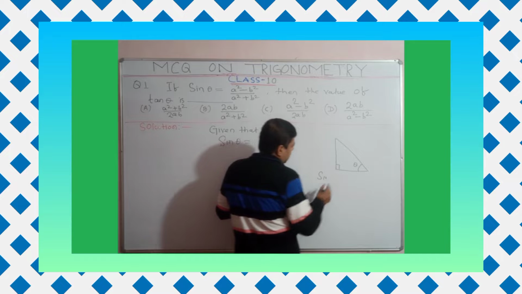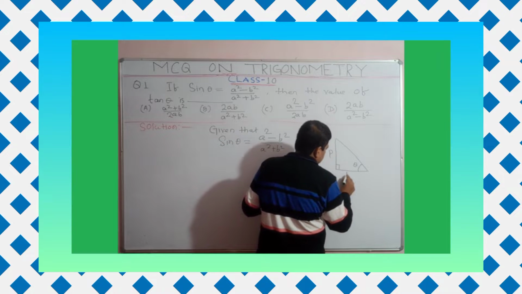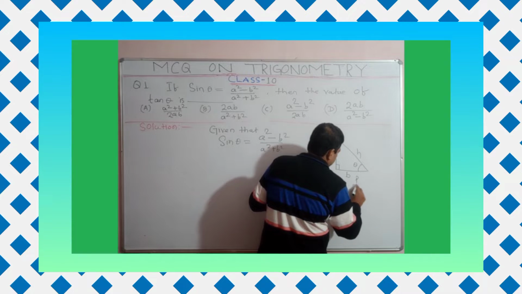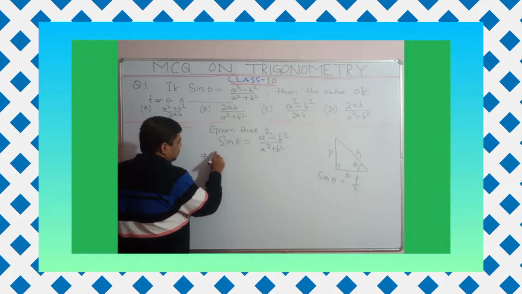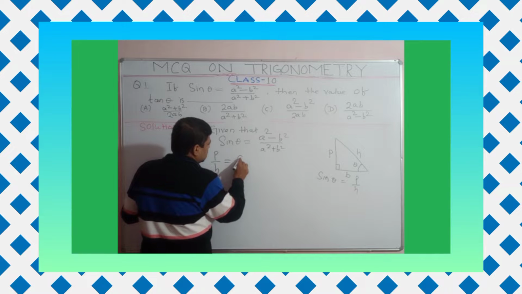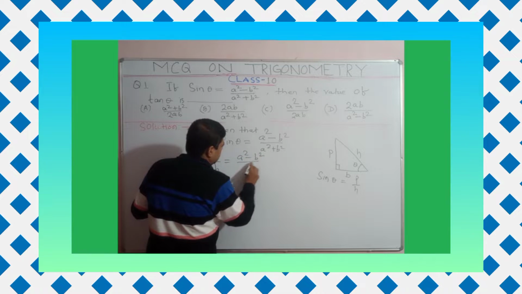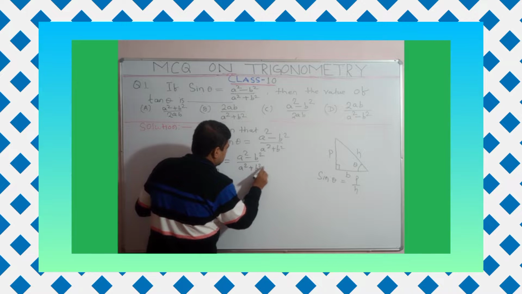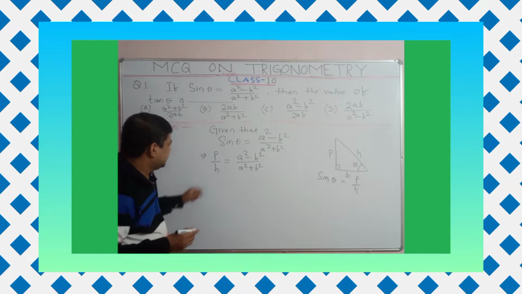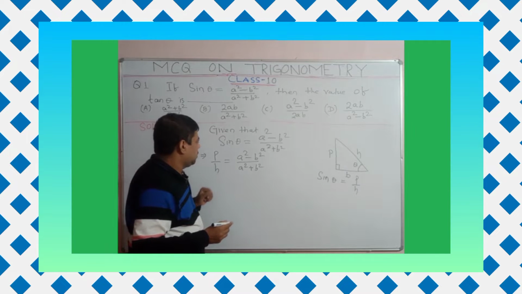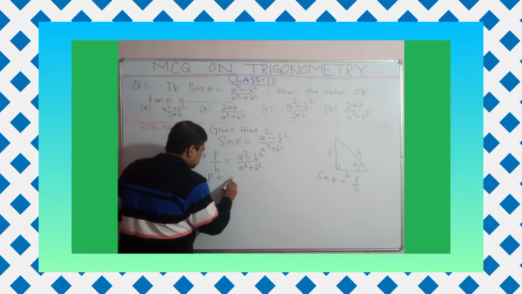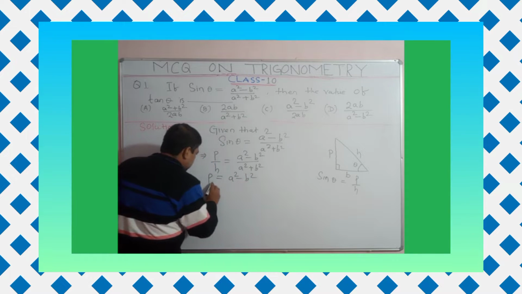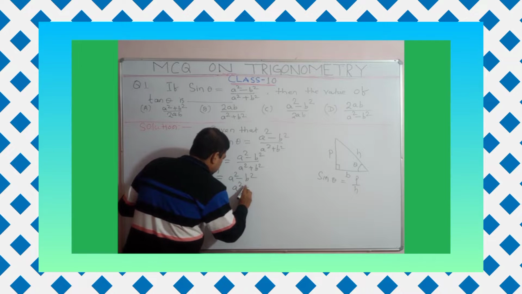See, if it is a right angle triangle, this is the opposite side, the perpendicular, this is the adjacent side, and this is the hypotenuse. So sine theta is equal to perpendicular by hypotenuse. We can write P upon H is equal to (a square minus b square) divided by (a square plus b square). Yes or no? Comparing on both sides, here the perpendicular is equal to how much? A square minus b square. And the hypotenuse is equal to a square plus b square.